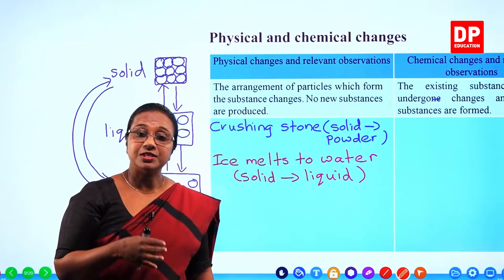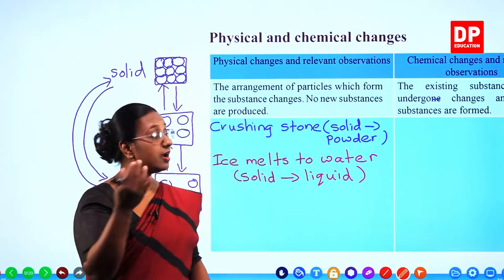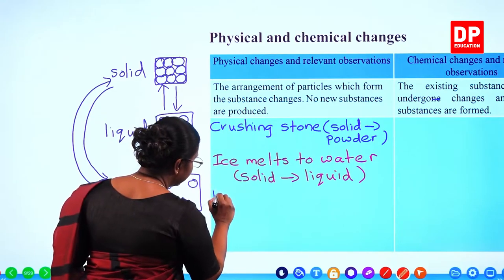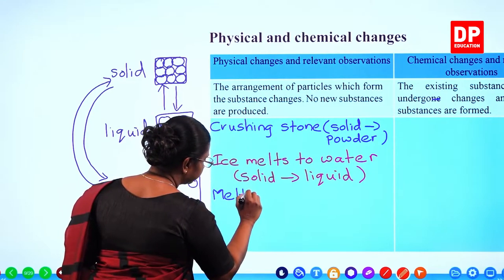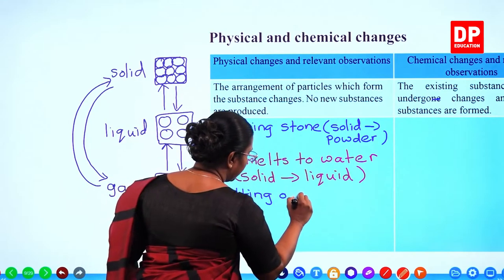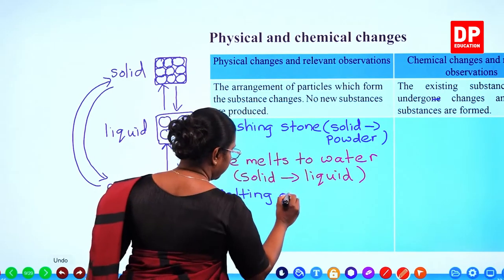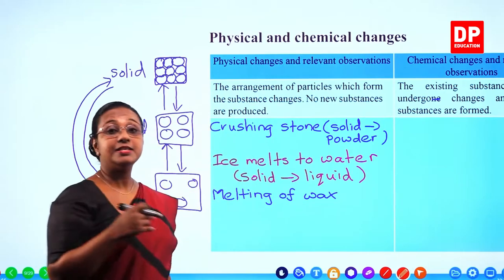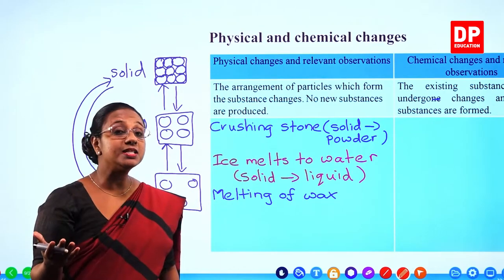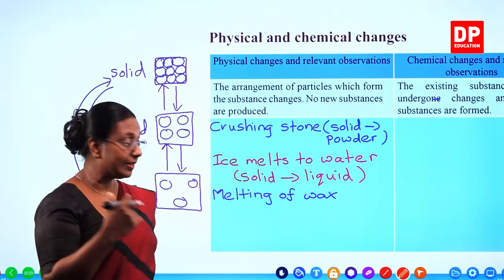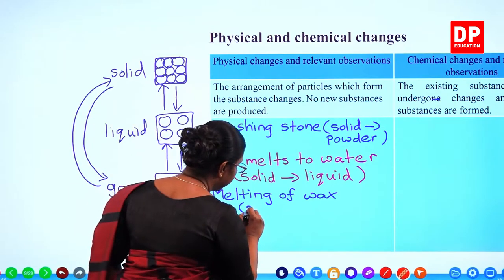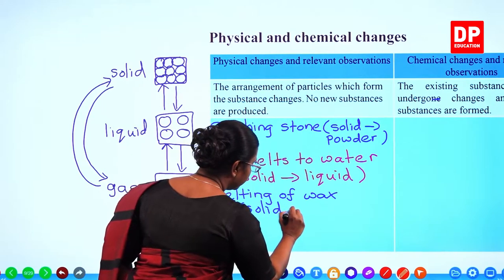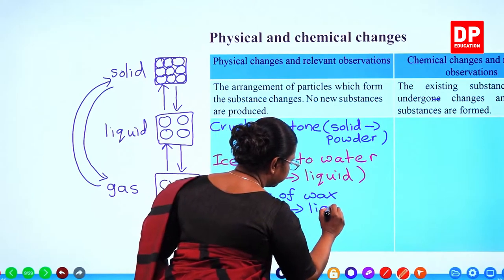Another example, students, we can consider the melting of wax. Wax is in the solid state. When it melts, what happens? The liquid wax is produced. So again, solid to liquid.